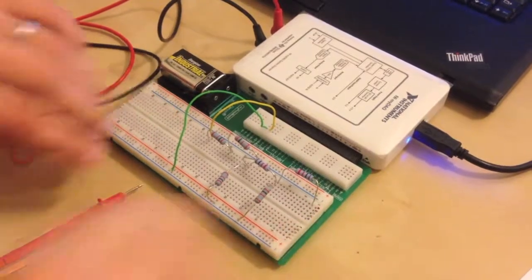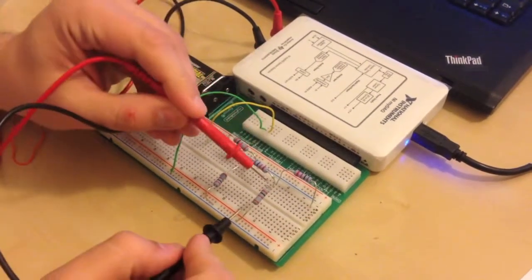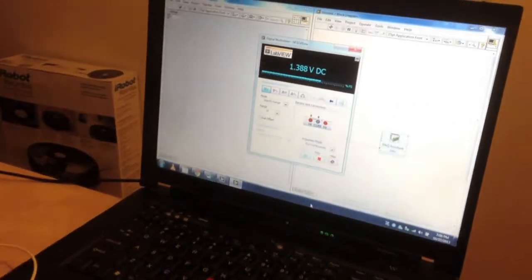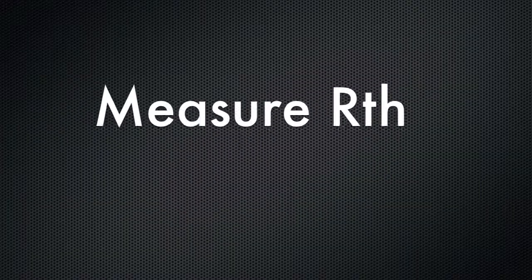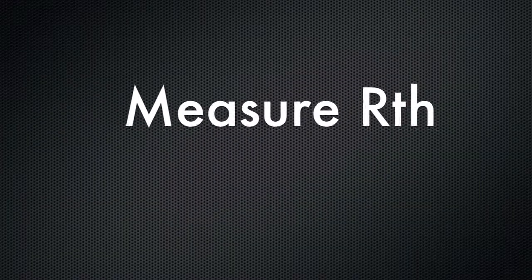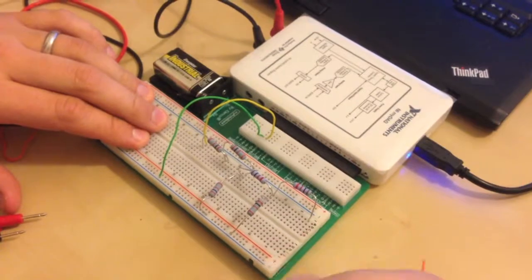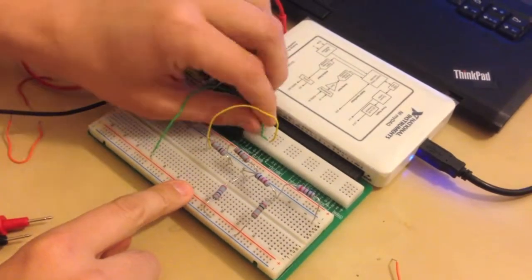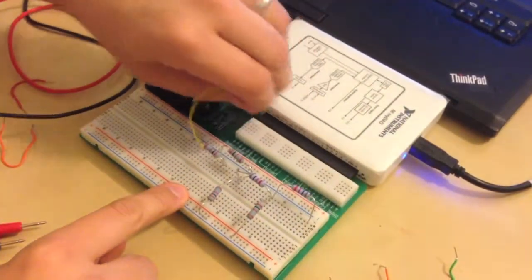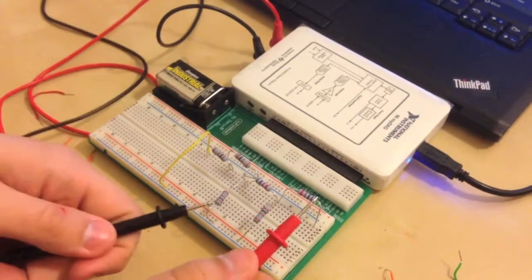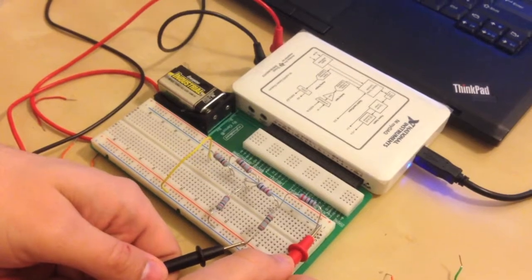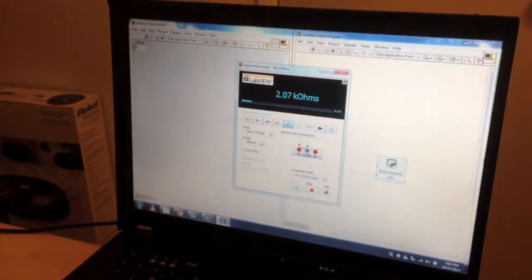To measure my Thevenin voltage, I'm going to remove the jumper that's acting as my load resistor. I'm going to measure across R5 since there's no current going through R3. And I get about 1.39 volts. To get my Thevenin resistance, I'm going to short circuit where the voltage source is, and then measure the total resistance in the circuit from where the load resistor is. Doing this, I get about 2.07 kiloohms.